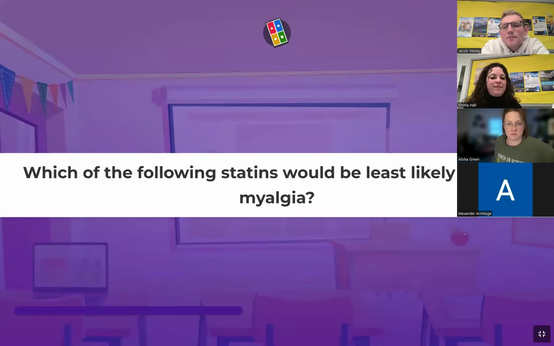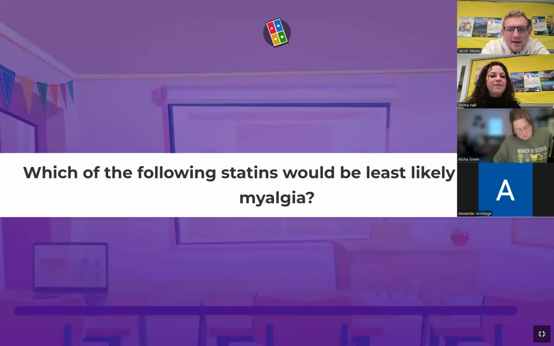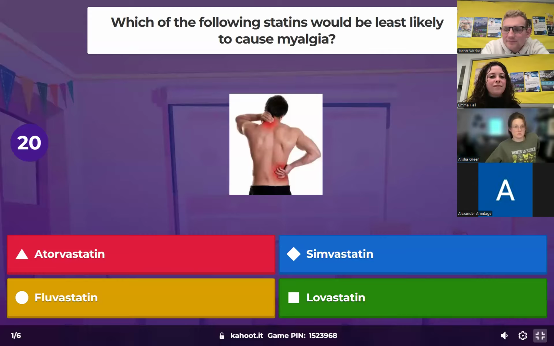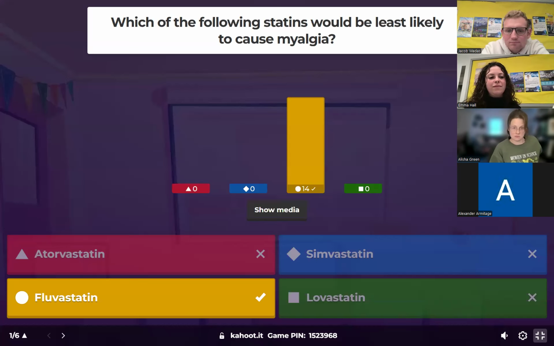Which of the following statins would be least likely to cause myalgia? Very good. Yep, that would be fluvastatin. Not only is Sal for CYP3A4, but it's also for lipophilicity. It helps to remember.